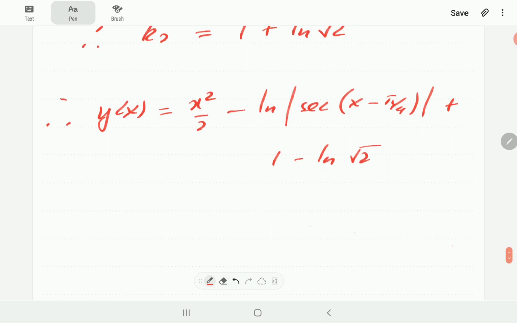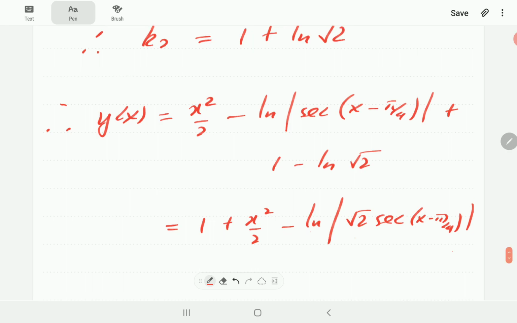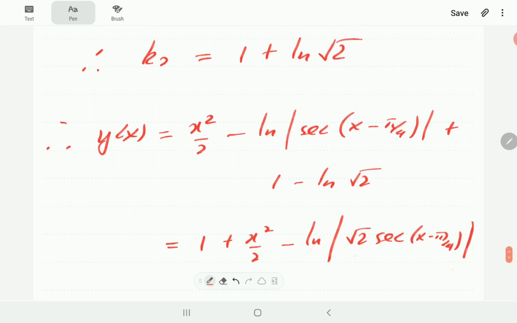Okay, let's tidy this up. Bring the 1 here, then combine the ln terms, so that's going to be minus ln of root 2 secant of x minus pi on 4, and so that is going to be the final expression of our particular solution.